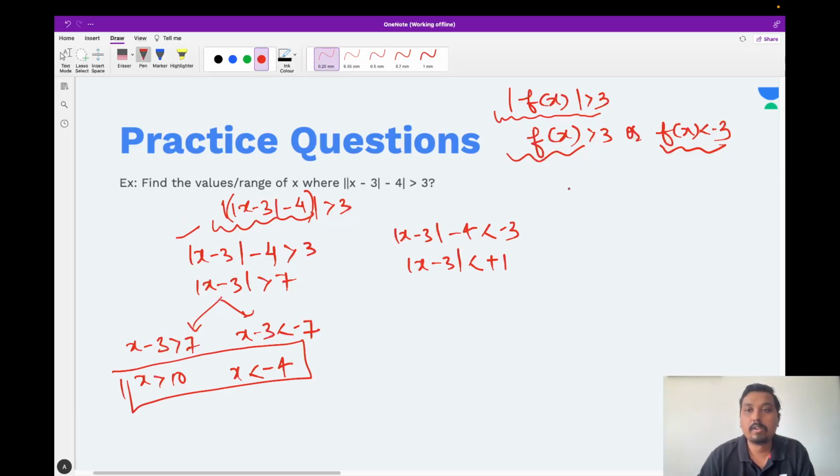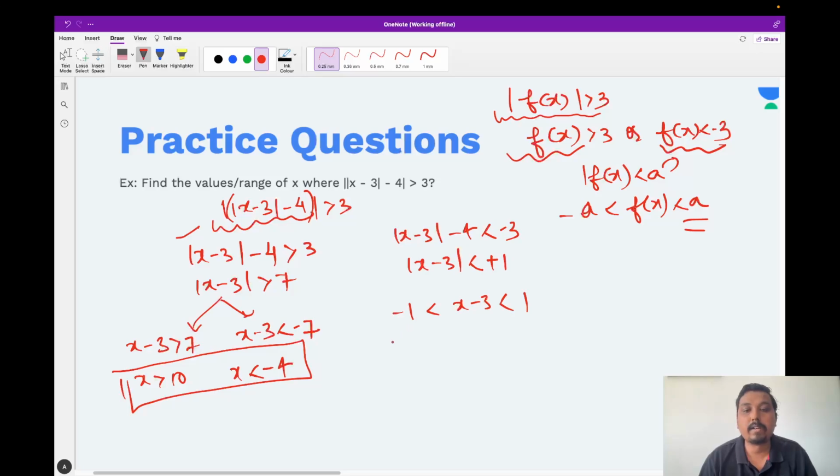Here you all know mod of fx less than a, and a is greater than 0. So minus a less than fx less than a. So here I will open minus 1 less than x minus 3 less than 1. Now add plus 3 on all sides. The inequality sign will not change. So if I add plus 3 to minus 1, I will get 2, here I will get x, and plus 3 plus 1 is 4. So either this or this is going to be your answer.